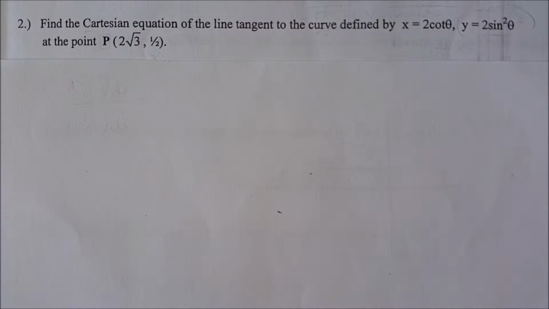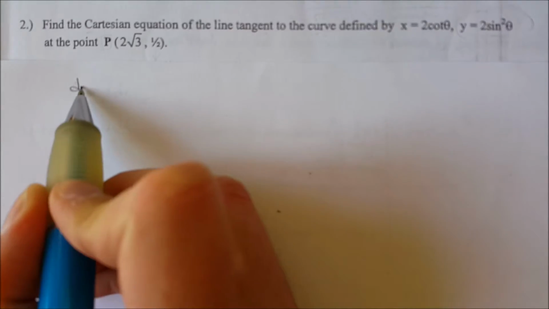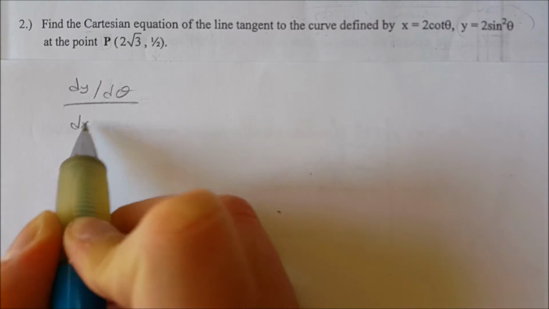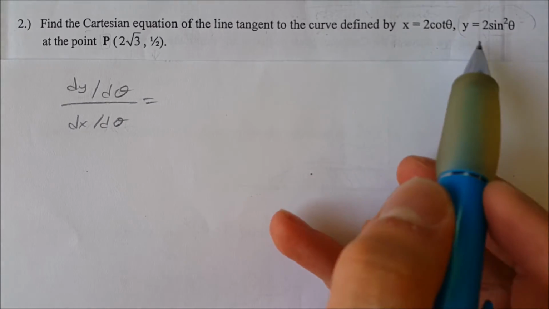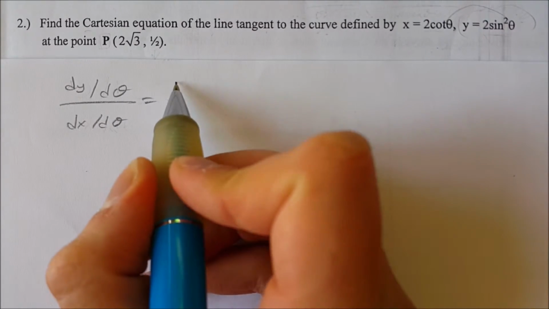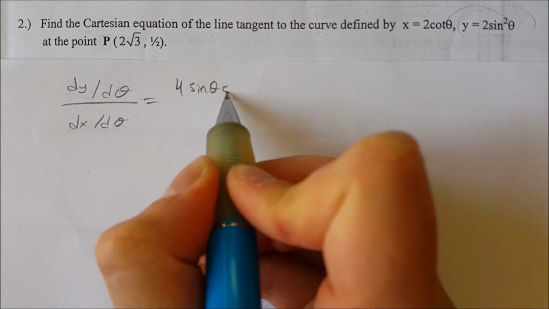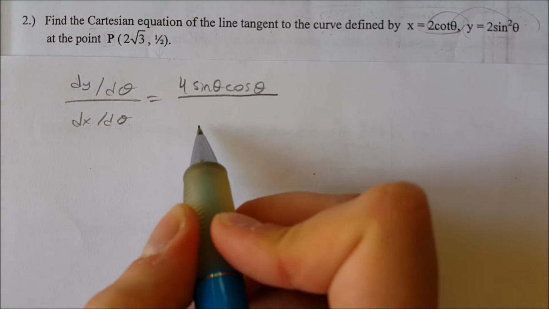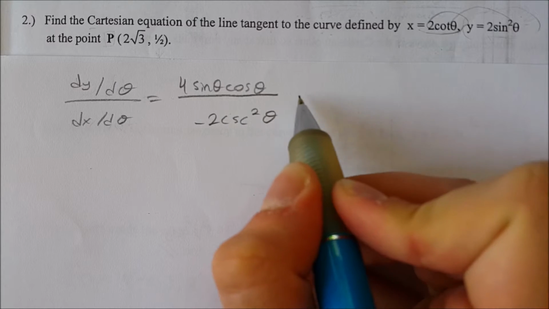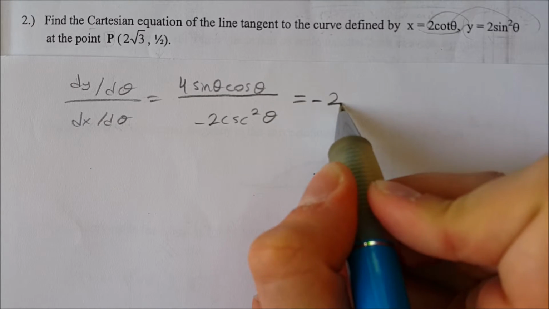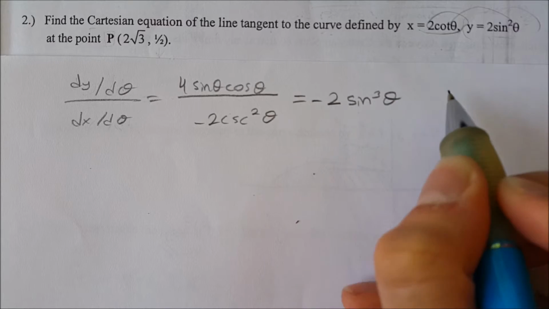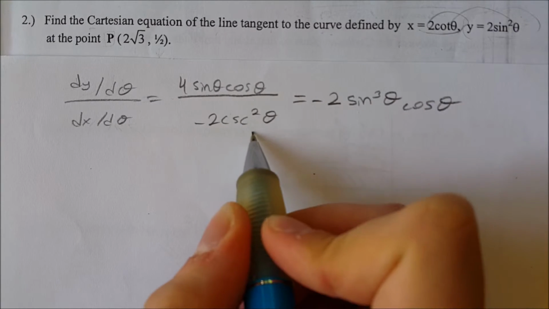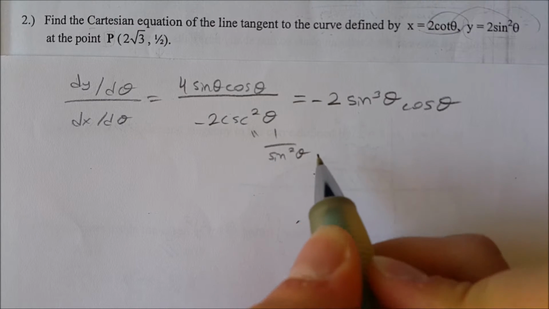In this question, in order to find the equation of the line tangent to the curve, first we need to determine the slope and we need to find the derivative for that. So again, our equation is dy over d theta over dx over d theta. This is equal to the derivative of this, which is 4 sine theta cosine theta, over the derivative of this, which is negative 2 cosecant squared theta. Now if you do the trigonometry, this is equal to negative 2 sine cubed theta cosine theta, since this is 1 over sine squared theta.